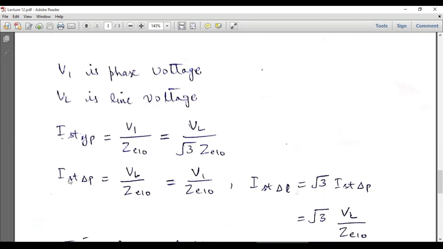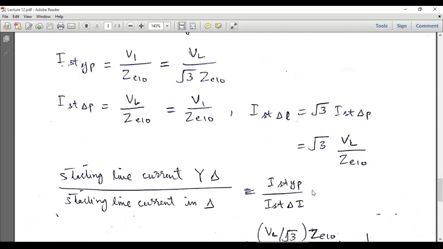On the other hand, the phase current in delta connection at the start is equal to phase voltage divided by the impedance. And in delta connection, phase voltage is equal to the line voltage, so it will be line voltage divided by the impedance. So in delta connection, the line current will be equal to square root 3 times the phase current, and we will have square root 3 into VL divided by Z.